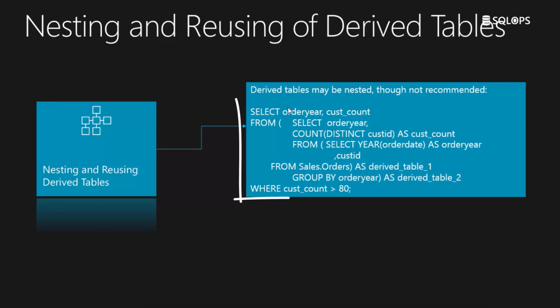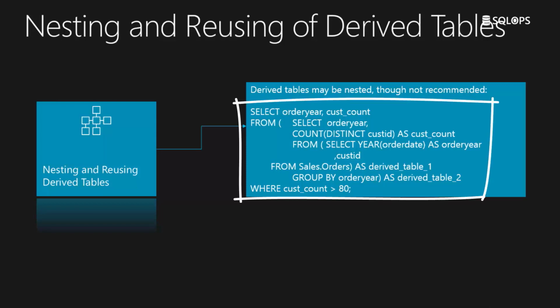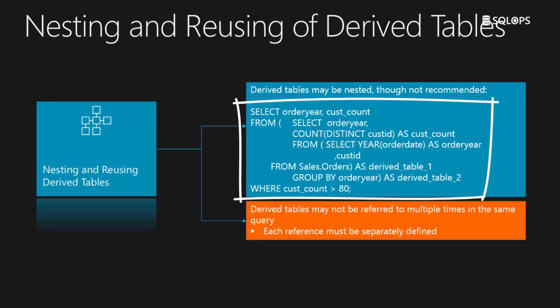For example, in the query that you see here, one derived table is nested within another. Logically, the innermost query is processed first, returning the partial results of order year and the customer ID from the sales orders table. Next, the middle query runs, grouping and aggregating the results into derived table 2. And finally, the outer query runs, filtering the output to see customer counts greater than 80. As you can see, it is possible to nest derived tables, but it does add complexity.